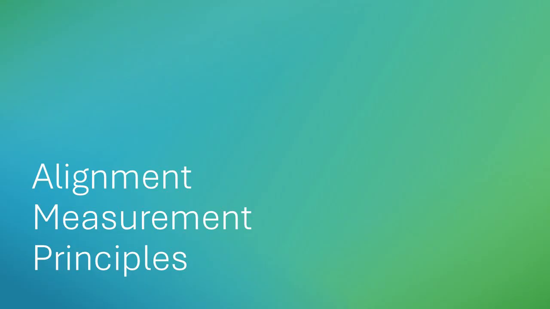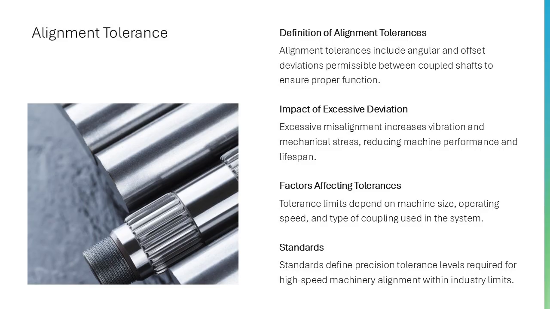Alignment tolerance, tolerances and speed, published tolerances. This slide defines alignment tolerances, including angular and offset tolerances. Tolerances specify acceptable deviations between coupled shafts. Excessive deviation increases vibration levels and mechanical stress. Tolerances depend on machine size, running speed, and coupling type.